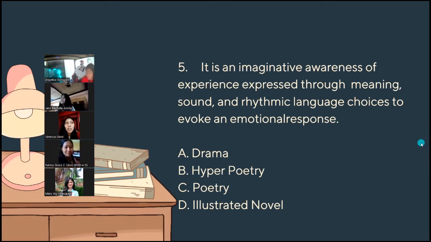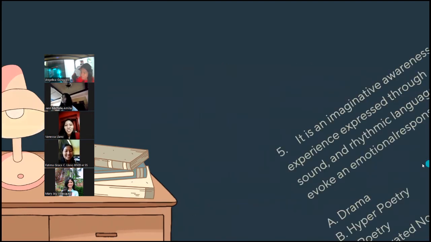Okay, for number 5, could you read and answer, Miss Angelica? It is an imaginative awareness of experience expressed through meaning, sound, and rhythmic language choices to evoke an emotional response. Poetry. You're not sure? Okay, very good, Angelica. It's poetry. It's an imaginative awareness of experience. Yes, it's poetry. Thank you.